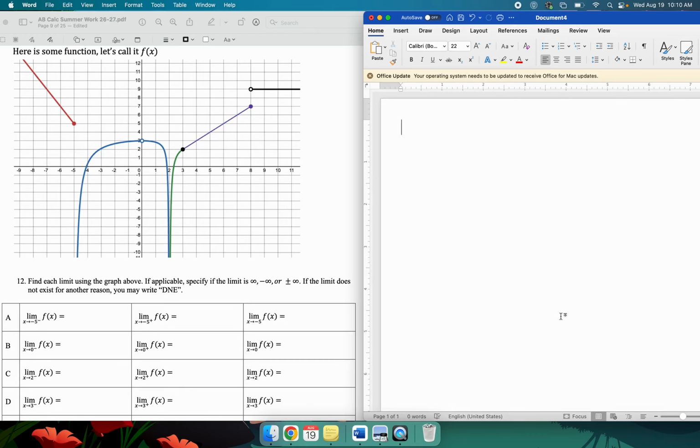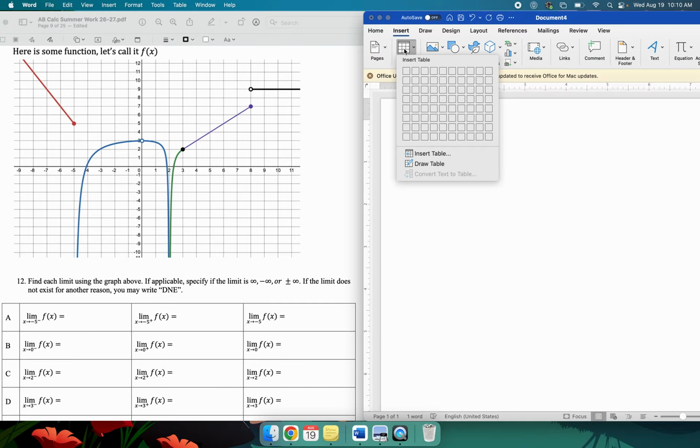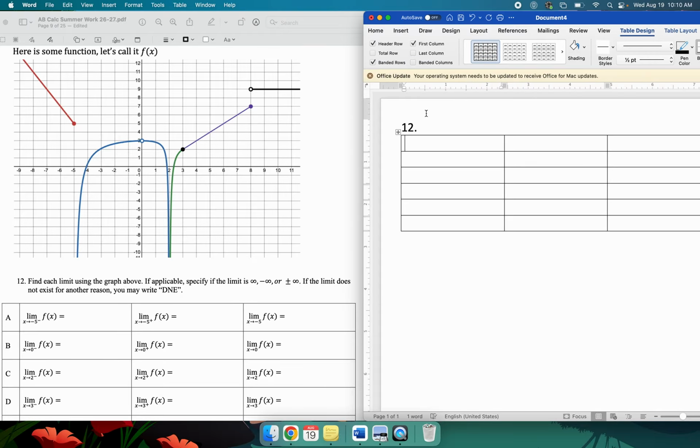Okay, so number 12, we have for each one of these problems 3 questions. So I think I'm going to use a table to write down my answers. So for number 12, each of these problems involves limits. Some of them are one-sided limits, left-hand limits and right-hand limits, and others are two-sided limits.